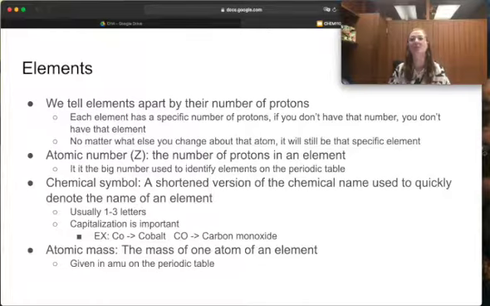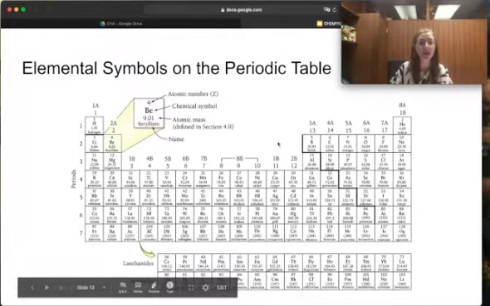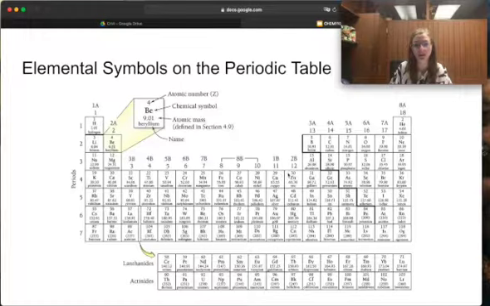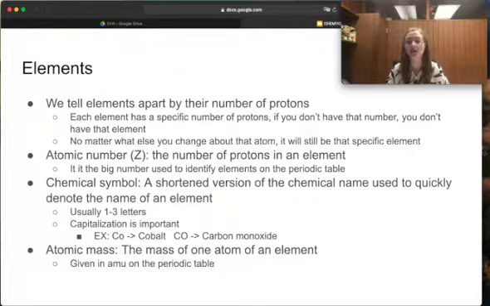So this is going to be the big number that you usually see to identify an element on a periodic table. So that's going to be this big number up here at the top. So this big number up here at the top is going to be the atomic number. So that tells us how many protons our element has. So the big whole number at the top of the box when we're looking at a periodic table identifies the number of protons in the element.